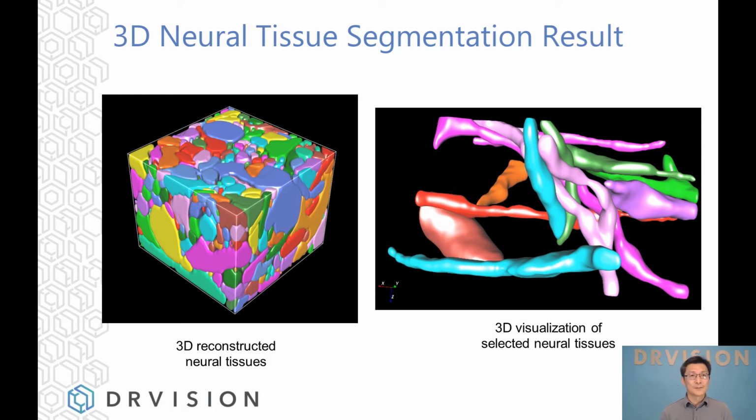Then there are two 3D surface rendering images. On the left, this is all the segmented tissues rendered in one image, and Aivia also allows you to visualize some selected neuron tissues. You can see the image on the right. Thank you for your attention, and Luciano is going to give you a live demo for the deep learning module.